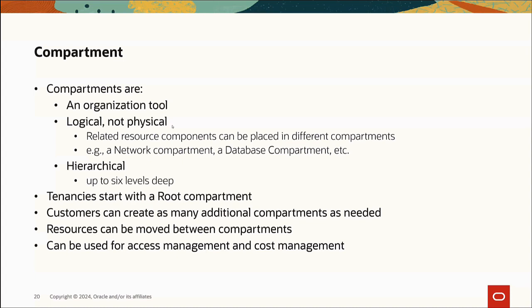By default, when you provision a tenancy, there's always a root compartment. So you always get that first compartment. That's your root enclosing compartment. We sometimes call it the tenancy compartment. And within that, you can create as many additional compartments as needed, as long as you're restricting yourself to a hierarchy depth of 6 levels.